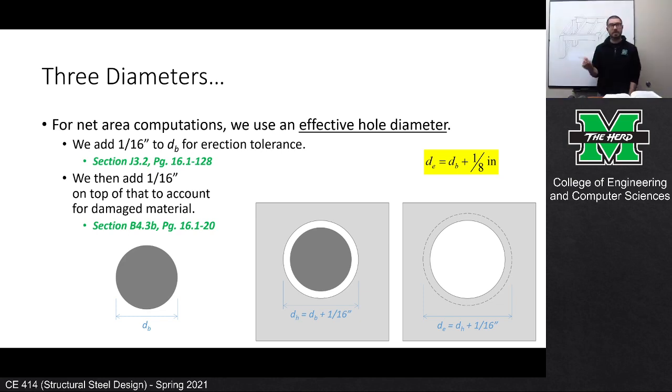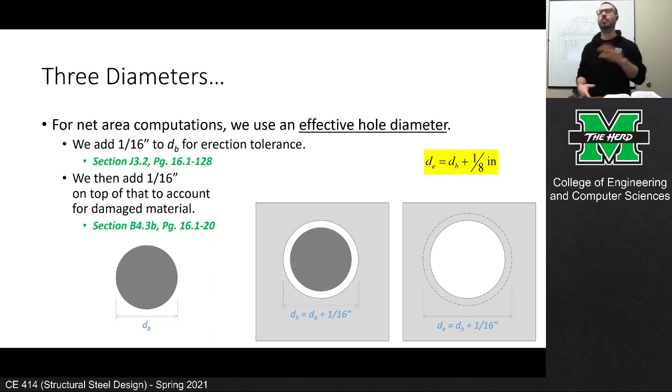Now, in tension member land, when we are accounting for the diameter, we add another 1/16 of an inch on top of that to compute what's called an effective hole diameter. The idea is that whenever you drill a hole in a tension member, if you've ever seen steel holes drilled, there are burrs, this little ring of material that we don't really consider effective in transferring stress to the member as a whole. So we add another 1/16 of an inch on top of that, just to account for that ring of damaged material.